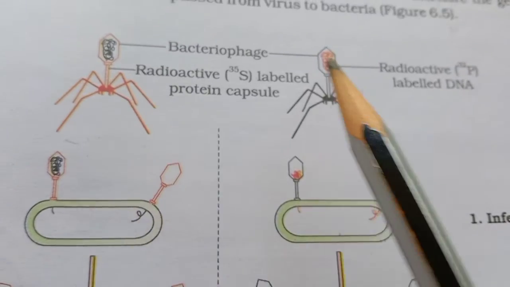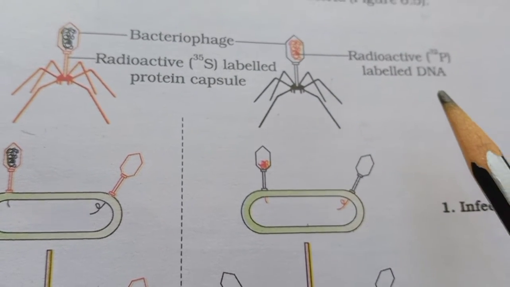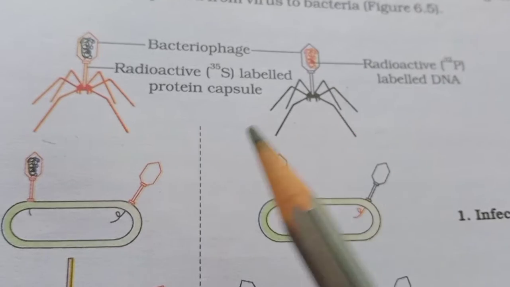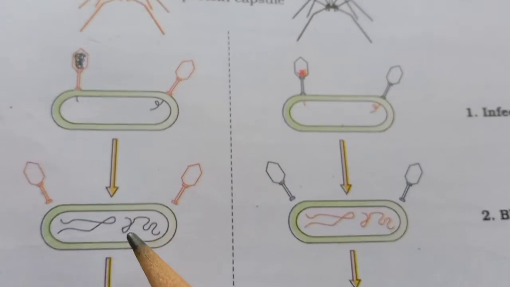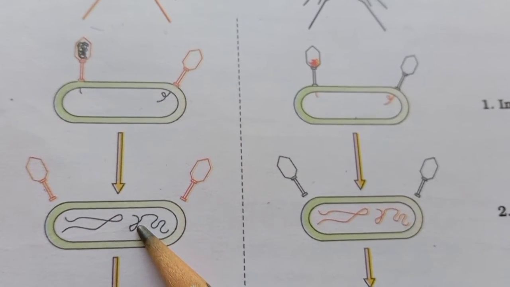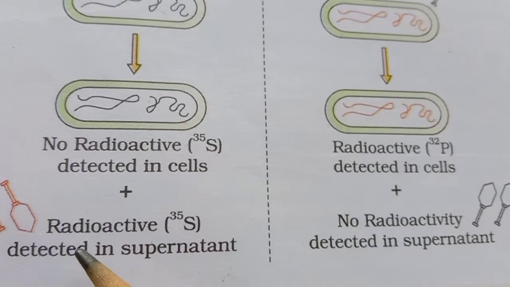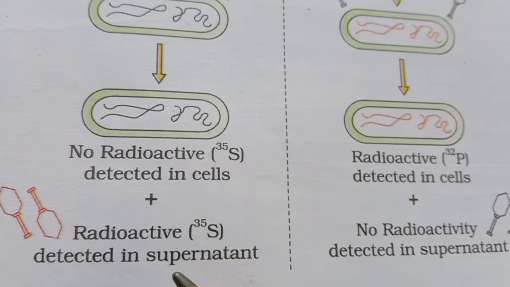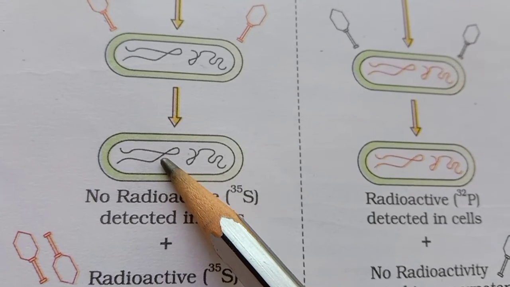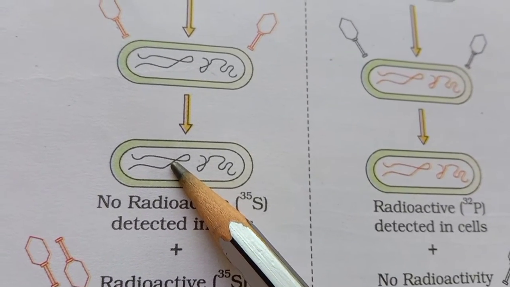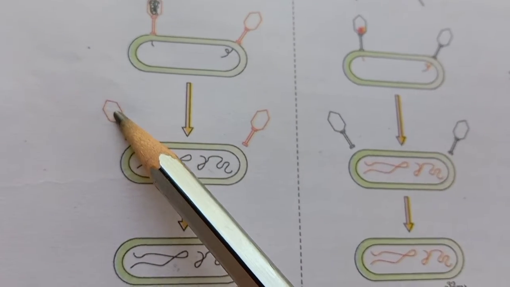So these are the two mediums. In one medium, the bacteriophage contained the radioactive protein, that is S35. In the other it contained the radioactive DNA, that is P32. In the first medium, the bacteriophage was allowed to infect the E. coli, and after the blending and centrifugation, you can see no radioactivity detected in the final cell. That is, radioactivity is detected in the supernatant. That means in the pellet there is no radioactivity. Here it shows that nothing radioactive entered inside the cell. The radioactivity was in the protein coat. So this clearly showed that the radioactive protein didn't enter.